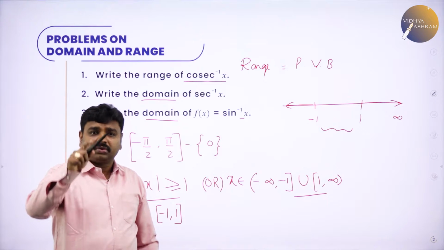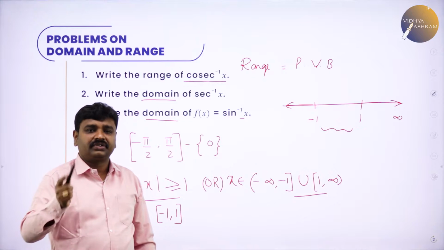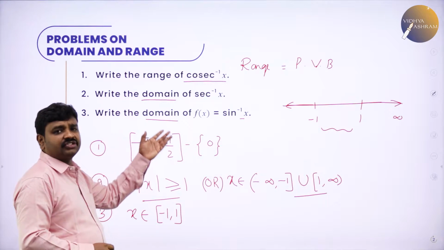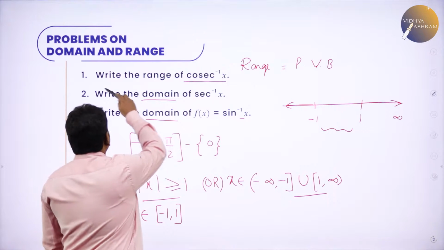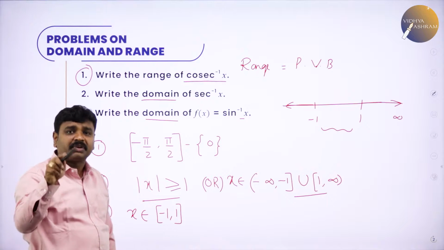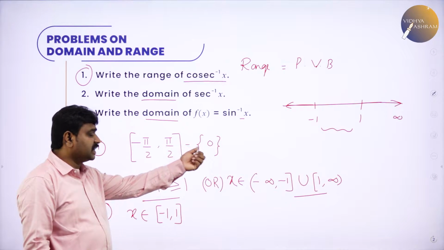Have I taught you the table of domain and range in my first session? Yes. So please become thorough with the table of domain and range. Directly questions will be asked in the past board paper. First one, they want cosecant inverse x range. Other name for range is principal value branch. That is from where to where? Minus 90 to 90 closed interval other than 0.